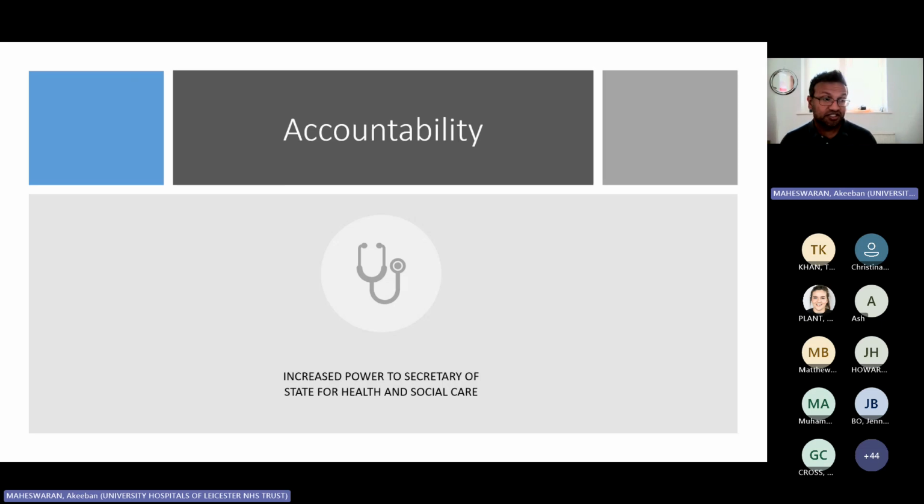The other thing that's kind of led to this is that those changes that were made have actually increased the power to the Secretary of State for Health and Social Care. So Wes Streeting is actually more powerful than Jeremy Hunt was before the pandemic, in terms of his responsibilities and the control he has over the Department and NHS England.